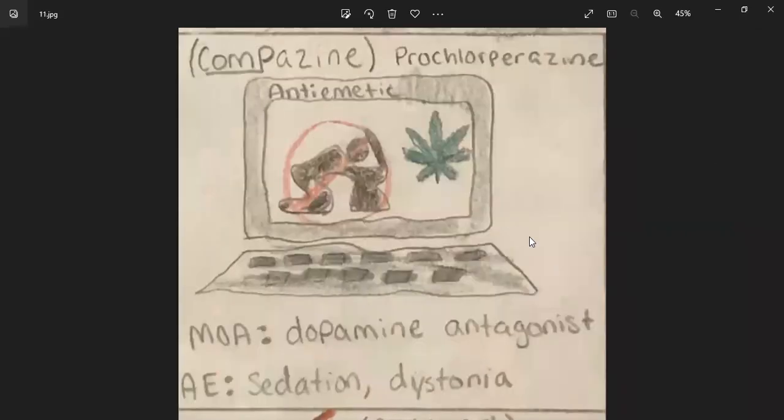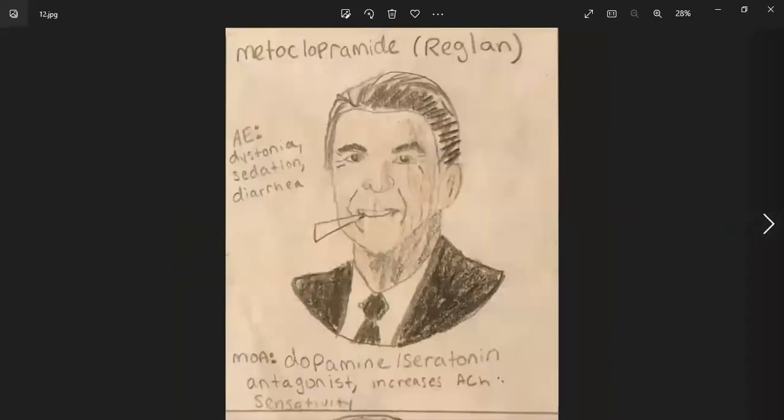Compazine is a dopamine antagonist as well. So compazine, again, we have a computer and there's a dope leaf on it for dopamine. Adverse effects are sedation and dystonia. And then we have Ronald Reagan for Reglan, and he's smoking a doobie, dopamine, dope, because it's a dopamine serotonin antagonist, and adverse effects are listed there.